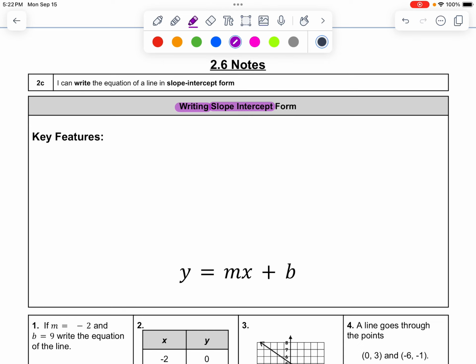In order to do that, we need to identify the numbers that go in the equation. In slope-intercept form, which is y equals mx plus b, there are two key numbers that we need to figure out before we can write the equation. The first number is the m, and the second number is the b. Let's talk about the m first. Remember, m is always slope.